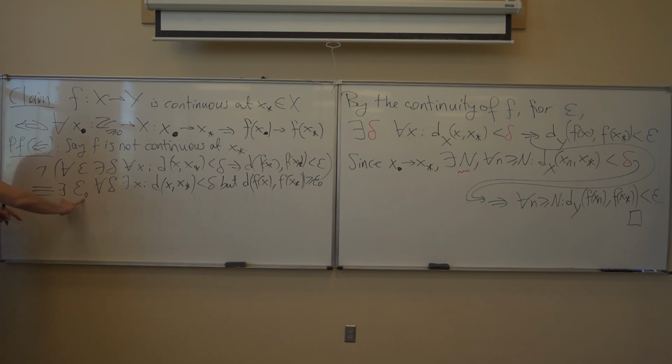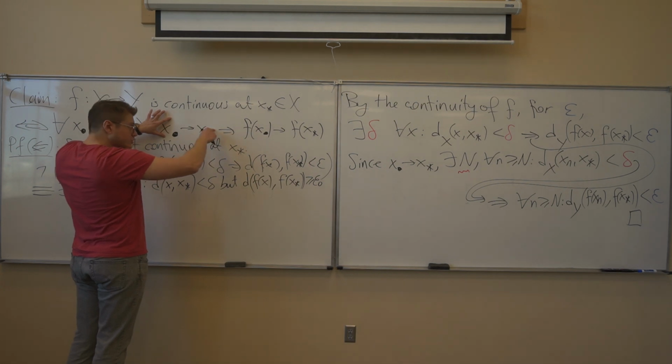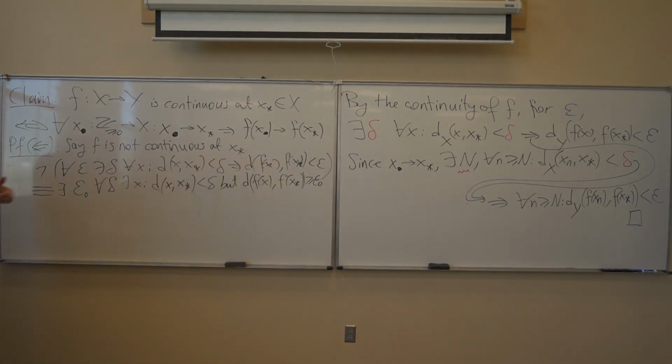I'm not going to change epsilon 0 here. What I have control over, what I can change, is delta. For any delta, there's an x. Okay? For delta equals 1. So what do I need to do? I need to come up with a sequence that converges, except its image doesn't converge. So now that you have a logical statement like this, you can farm it to construct a sequence, okay?